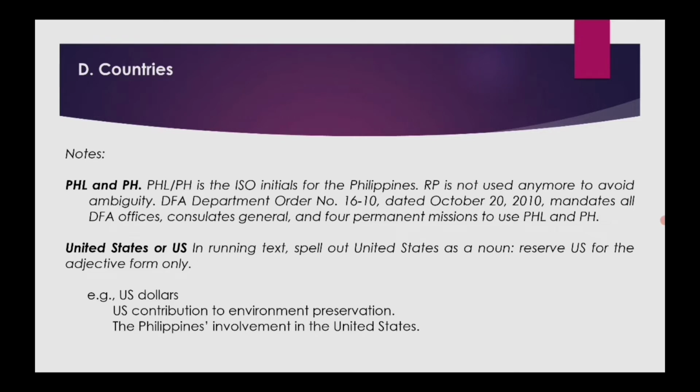In running text, spell out United States as a noun. Reserve US for the adjective form only. Example, US dollars. US contribution to environment preservation. So, but in this last example, you can see the two countries spelled out. The Philippines' involvement in the United States.